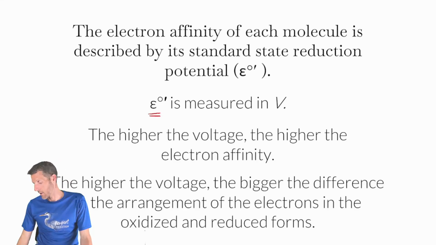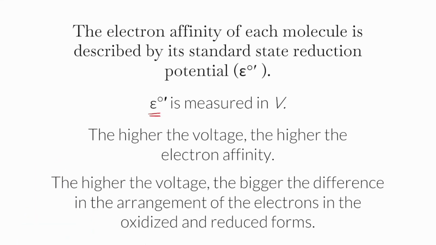And second, another way to think about that is the higher the voltage, the bigger the difference in the arrangement of the electrons in the oxidized and reduced forms. Remember from our previous video, it's favorable to put electrons between molecules with higher electronegativity. This would be like, man, you're putting these in between atoms that have very high electronegativity. That would imply a high voltage, for example.